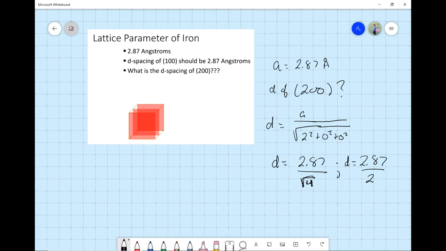And so 2.87 divided by 2, again, this is pretty much the half spacing of 100. So it kind of makes sense that d would be 2.87 divided by 2, which is 1.44 thereabouts. d equals 1.435 angstroms. If we care about significant figures, we can round to 1.4 angstroms.